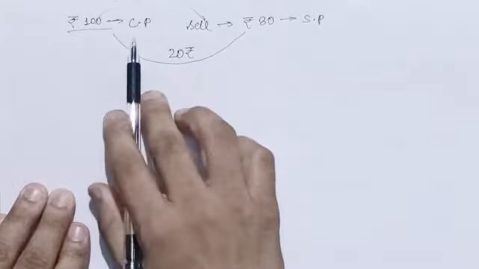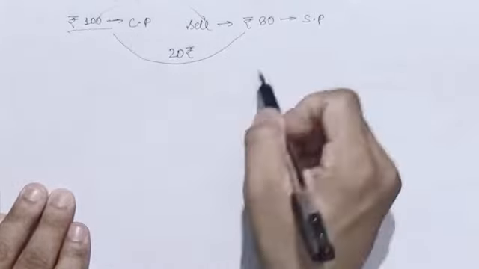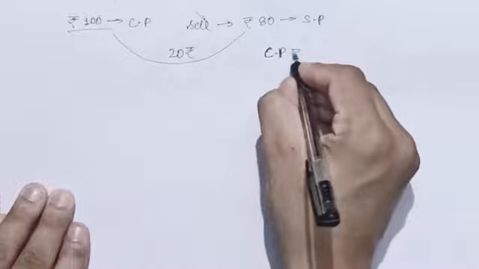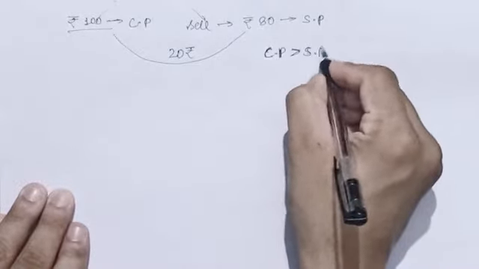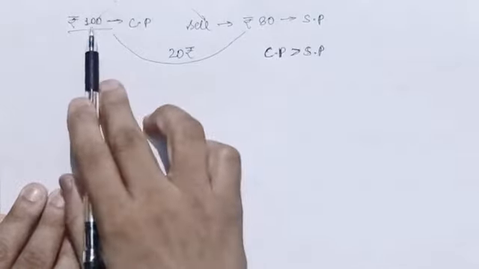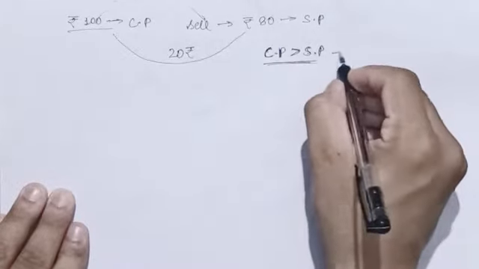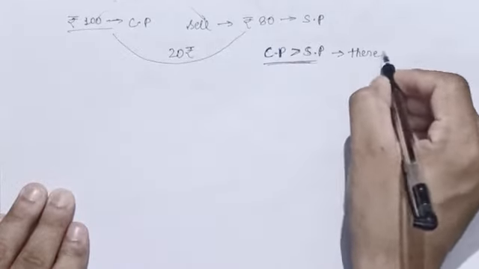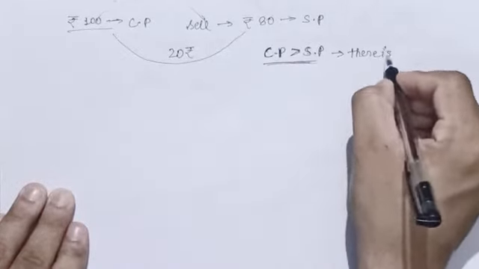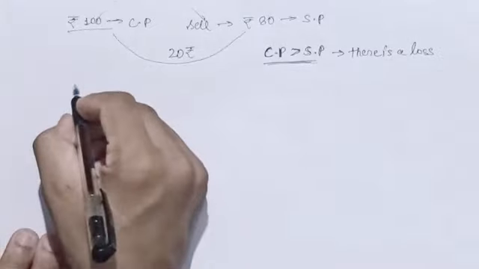So from this example, it is clear that whenever CP, that is cost price, is greater than SP, that is selling price. Here you can see CP is 100 and SP is 80. It means CP is greater than SP. So whenever the cost price of an article is greater than the selling price of that article, then there is a loss. So if there is a loss, then how do we calculate the loss?